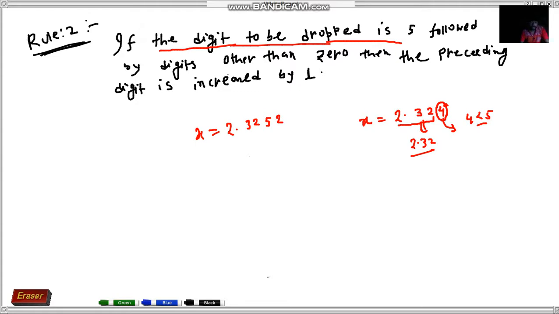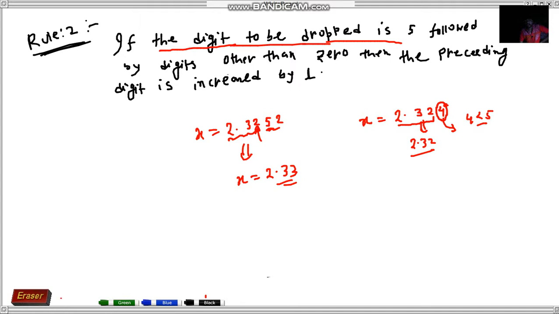So 2.3252, suppose this is the number, and we are asked to drop this 5. That means we are asked to find the rounding of this number up to 2 decimal places, and as after this 2 there is 5, we have to drop the digit 5, and this is followed by digits other than 0. So here this value 2 will be increased by 1. This is what the rule is saying: if the digit to be dropped is 5 followed by digits other than 0, then the preceding digit is increased by 1. So after rounding, this number will be x equals 2.33.